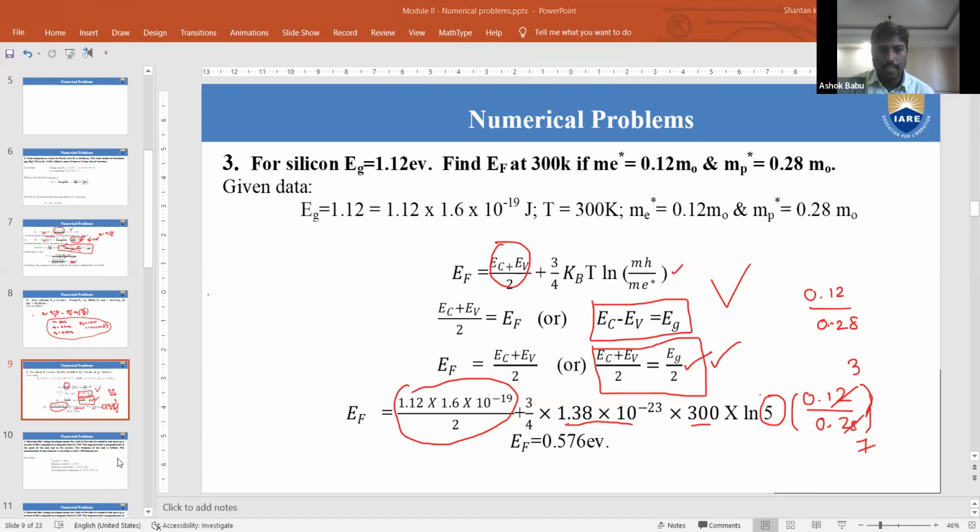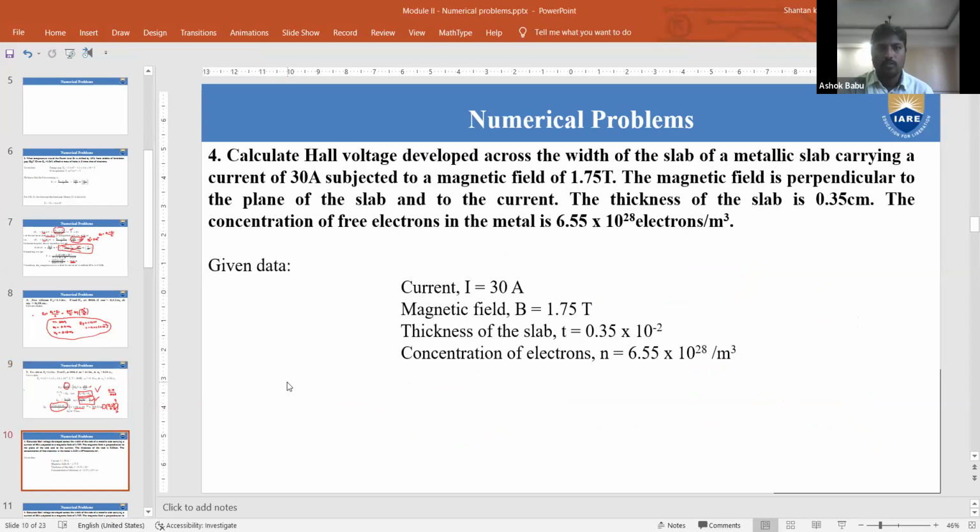Okay, Amma, coming to the next one. Fourth one. Calculate the Hall voltage developed across the width of a metallic slab carrying a current of 30 amperes, subject to a magnetic field of 1.75 Tesla. The magnetic field is perpendicular to both the plane of the slab and the current. Already we know in the Hall effect, all three components are perpendicular to each other. The thickness of the slab is also given, T is 0.35 centimeters.